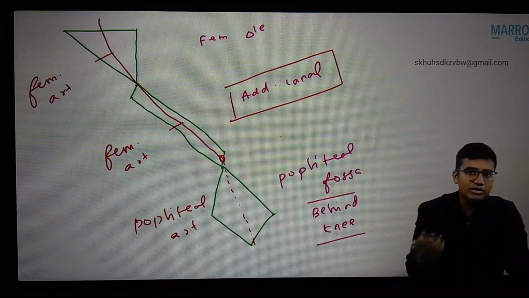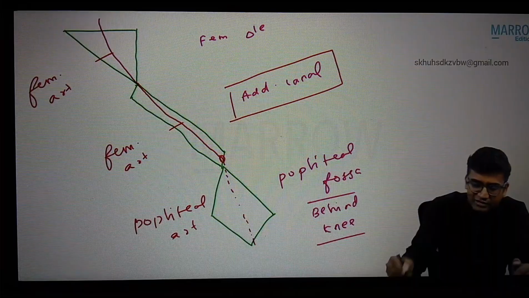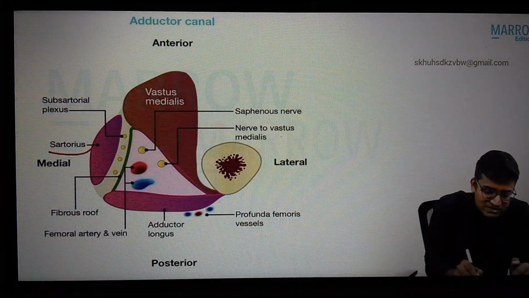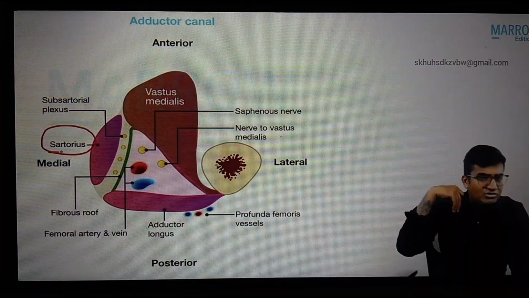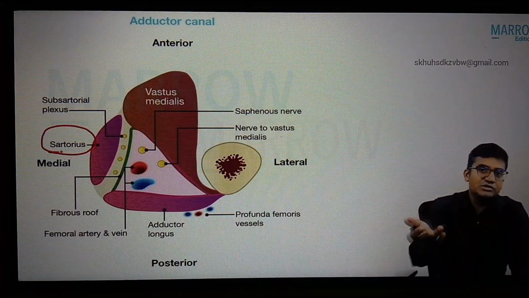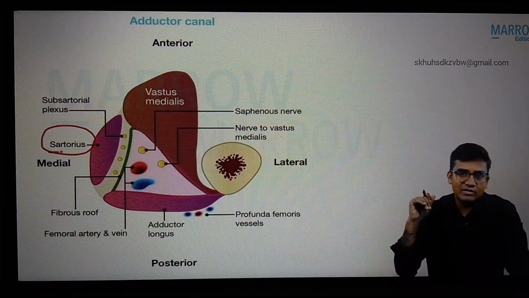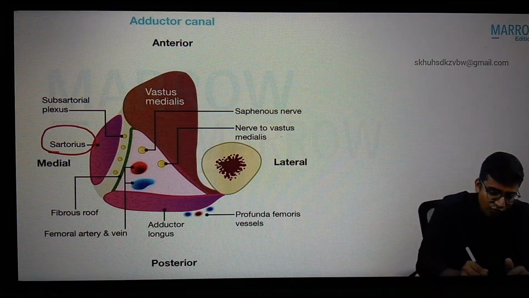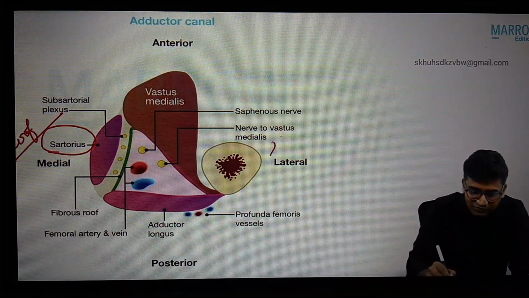Okay. Now what is the boundary of the adductor canal? The roof of the adductor canal is formed by the sartorius muscle. If you want to see the canal, first we have to lift the sartorius muscle. Below the sartorius muscle only, you see the adductor canal. So the sartorius muscle forms the roof. Okay. And this is the femur bone.